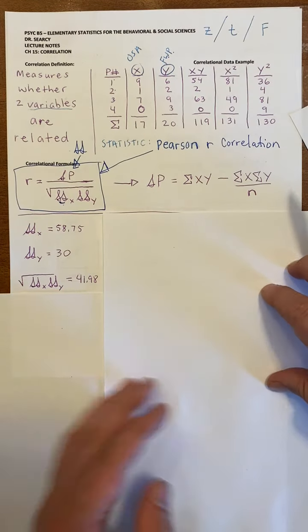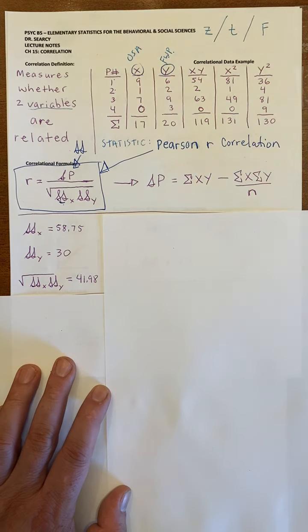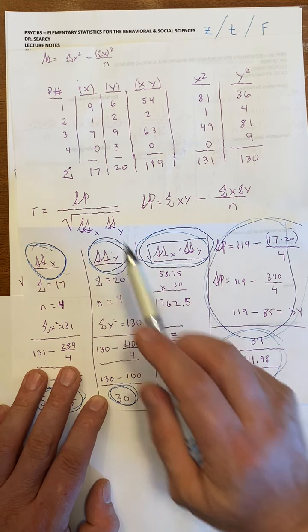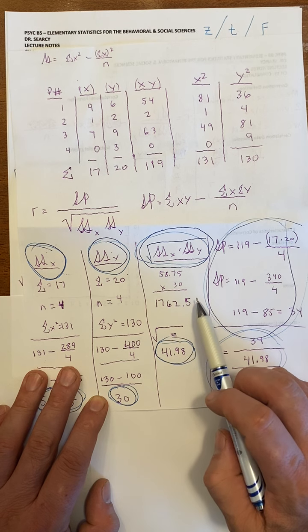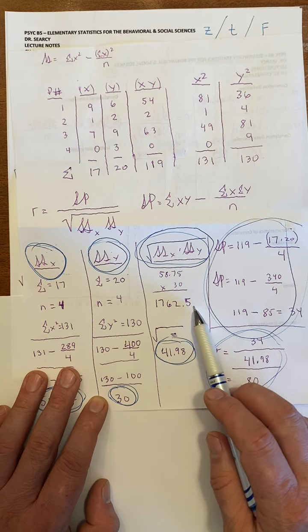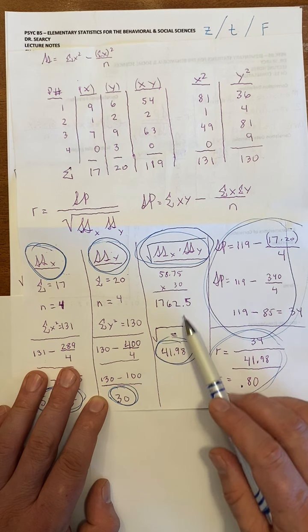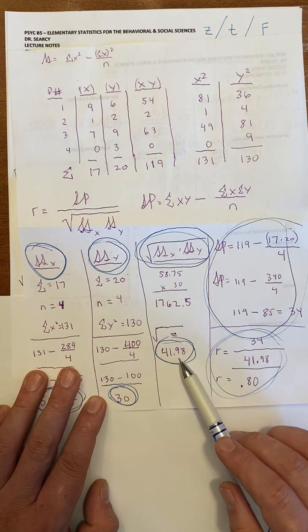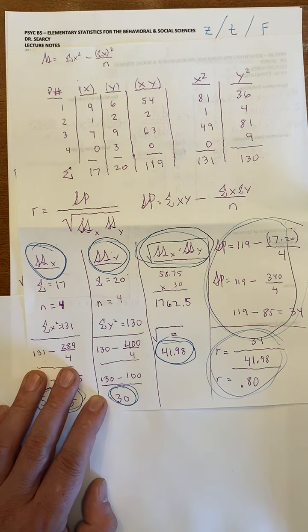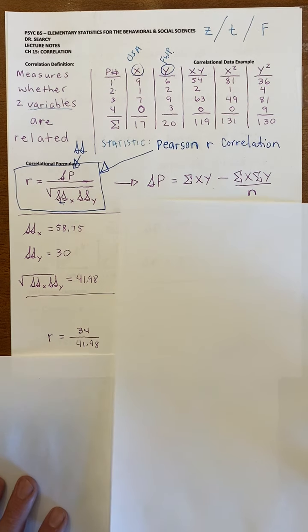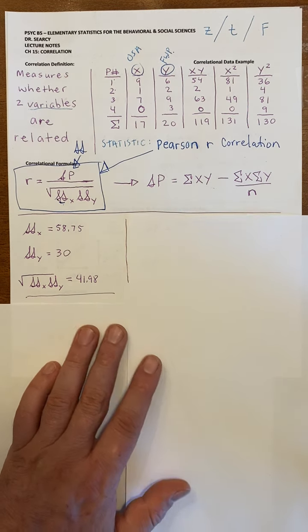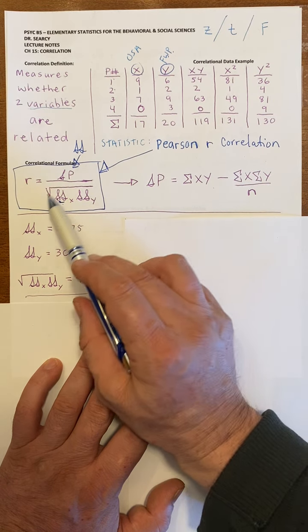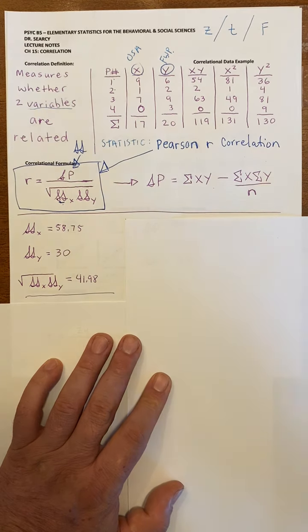Okay, so I got those two values. Then remember the formula says that after that, you have to multiply them and then find the square root. So I multiplied them here. And then once I got some product, right, some answer from a multiplication problem, I took that product and I got the square root, and I ended up getting this 41.98. Okay, so that's the information that we need to get our denominator. Denominator of our R equation.